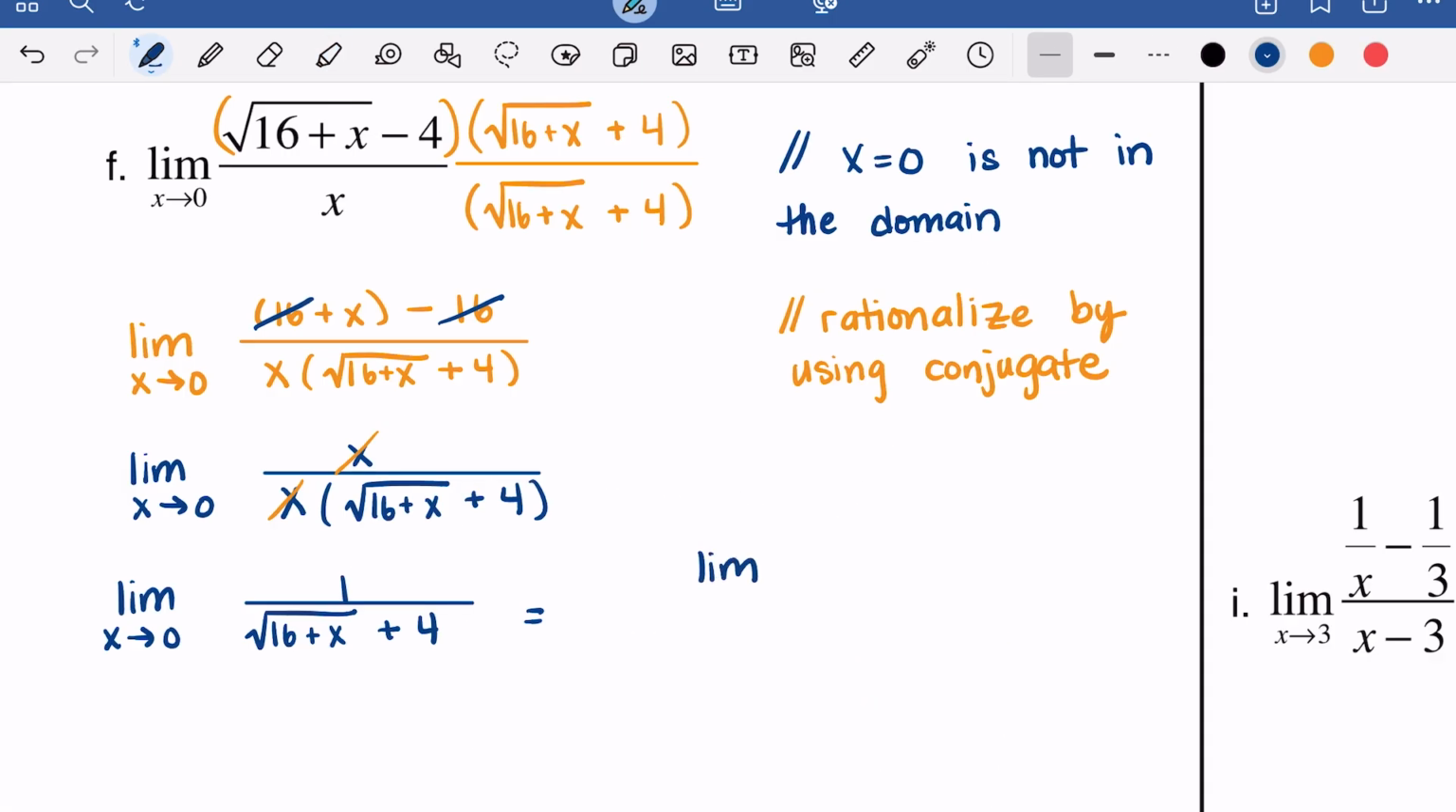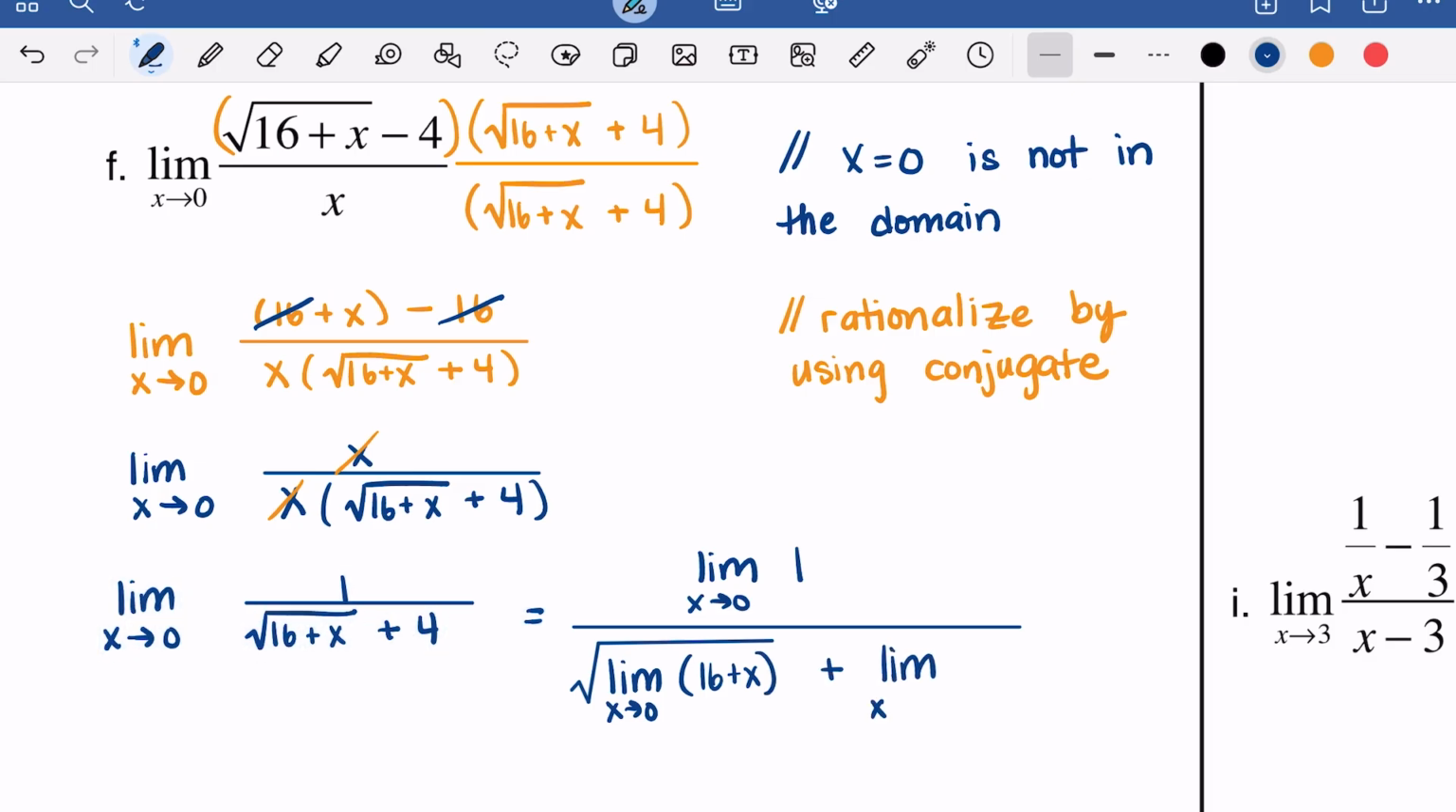The limit as x approaches 0 of the numerator divided by the square root of the limit as x approaches 0 of 16 plus x, plus the limit as x approaches 0 of 4. And now we can use our direct substitution property.